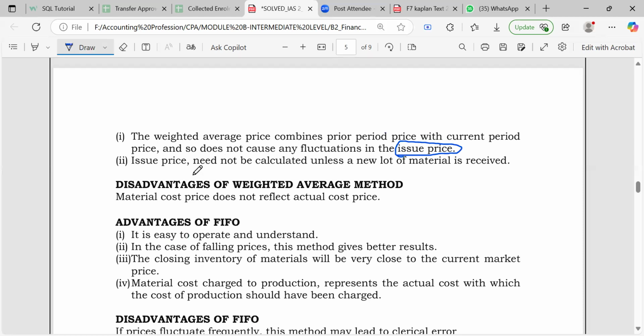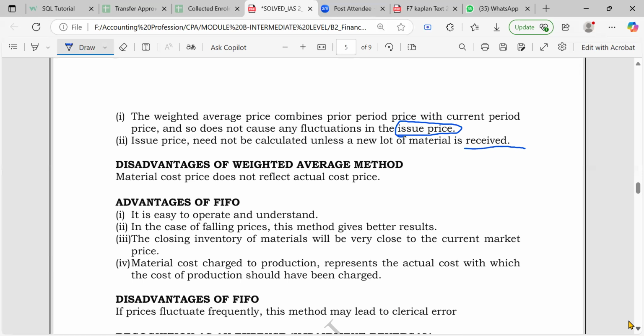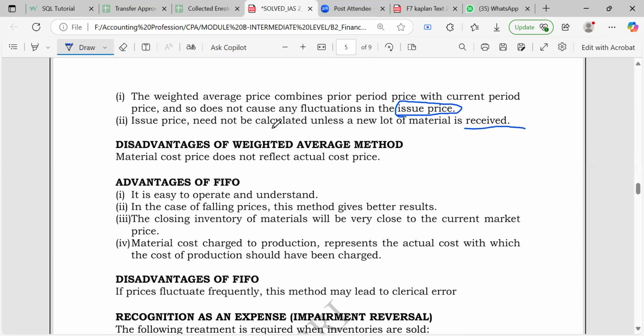But also, the issue price needs not to be calculated unless a new lot of material is received. You have spoken about this again, right? That the average price remains the same unless a new consignment is received. And for the disadvantages now, we say material cost price does not reflect the actual cost price.